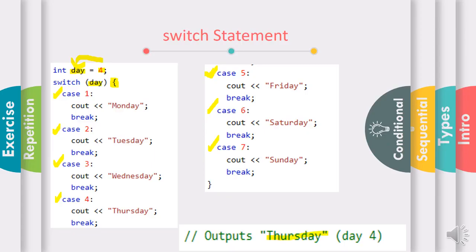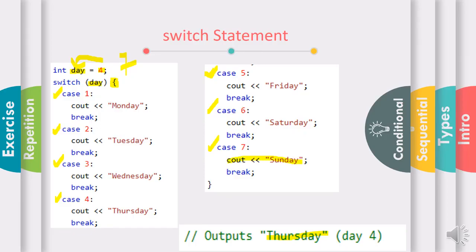What will happen if I change this value from 4 to 7? If I make this value from 4 to 7, what will be the output? Then Sunday will be printed on the screen.